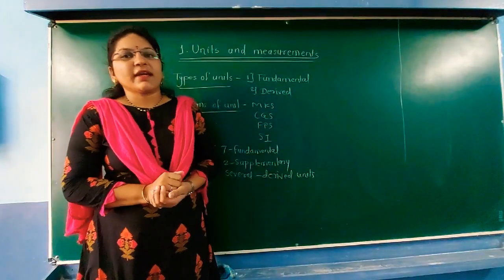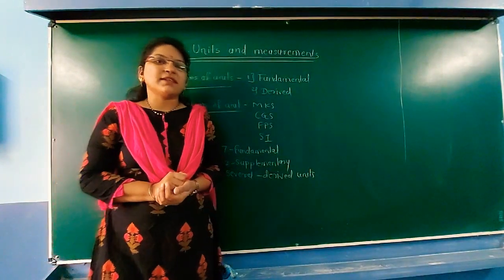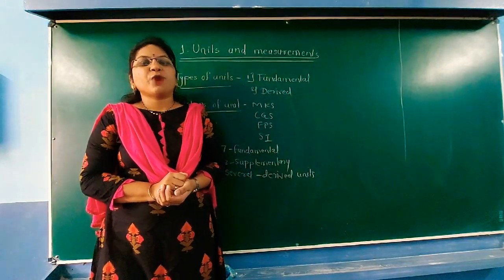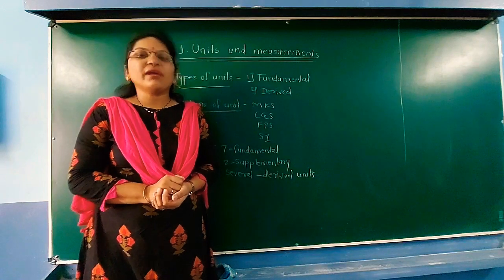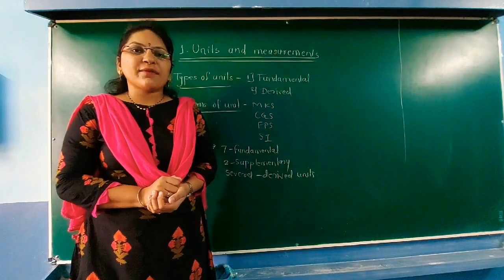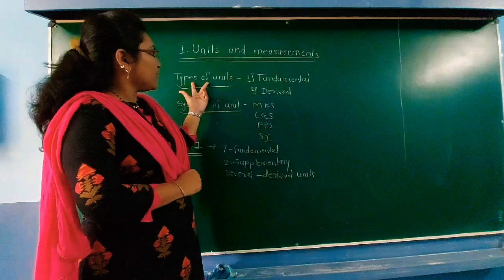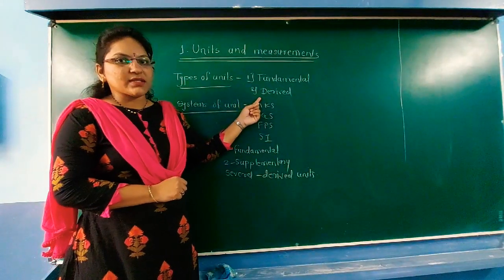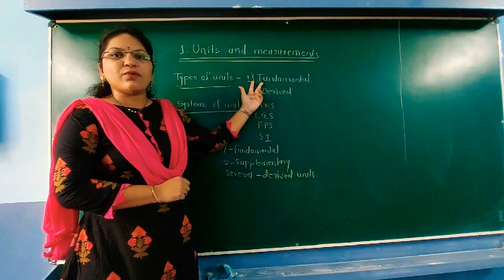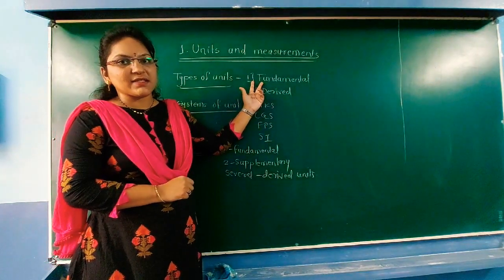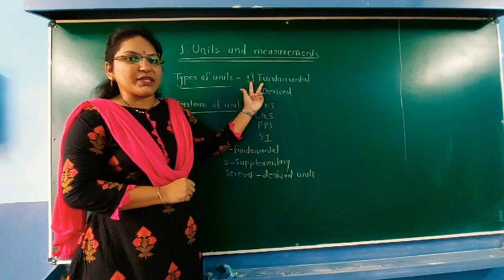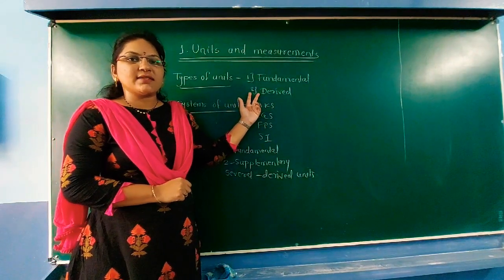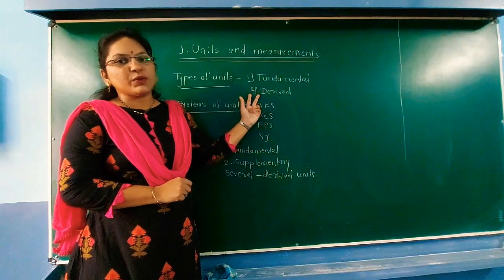Hi students, in the last lecture we started our first topic, units and measurement. We saw the definition of unit and the types of unit, which are fundamental and derived units. The units which are used for measuring fundamental quantities are called fundamental units. The units which are used for measuring derived quantities are called derived units.